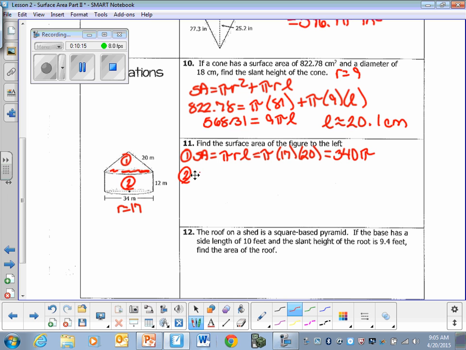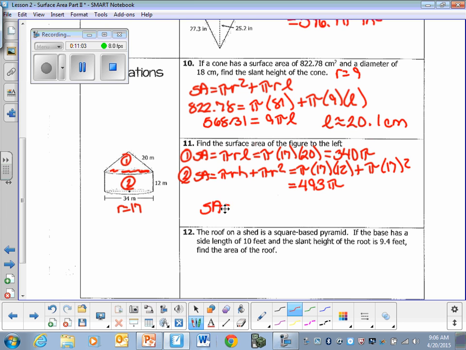Now the area of my cylinder is going to be pi r h. That would be my lateral area. And instead of 2 pi r squared, I'll just have pi r squared because I only have the base on the bottom. So pi times 17 times 12 plus pi times 17 squared, and that's going to be 17 times 12 plus 17 squared, 493 pi. And to find my final answer, I need to add these together. So my surface area will be 340 pi plus 493 pi, which is 833 pi meters squared.